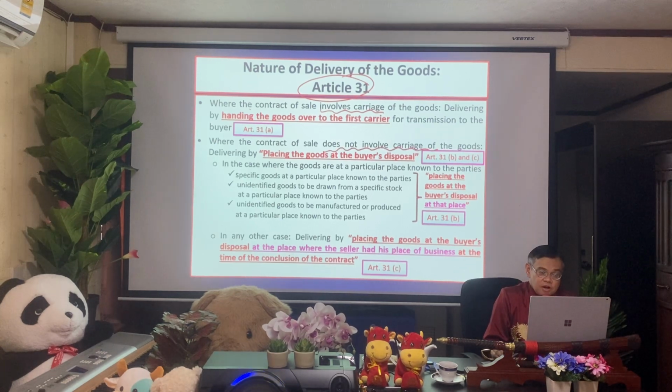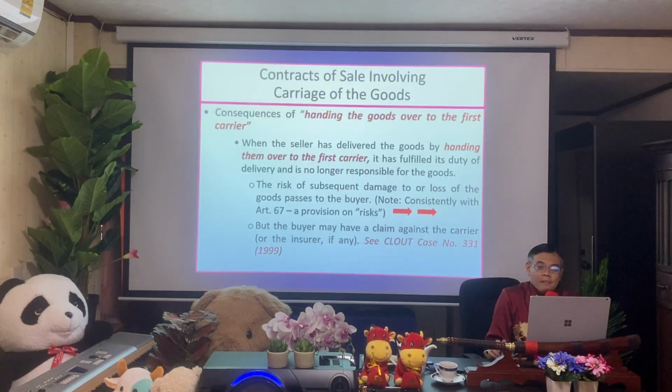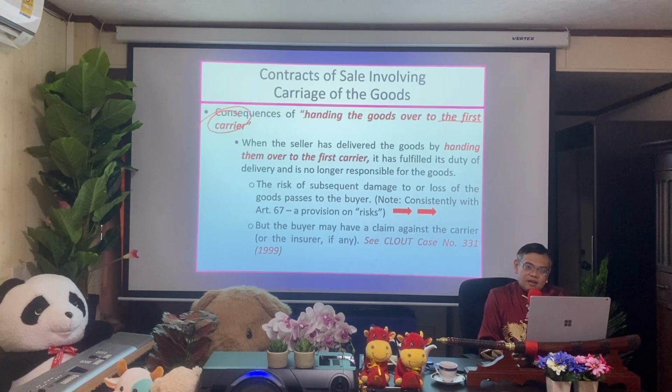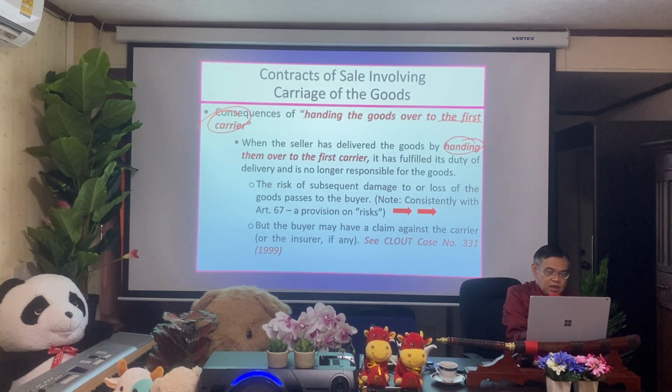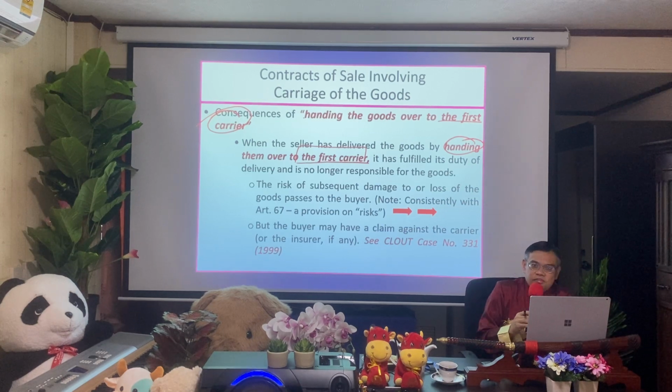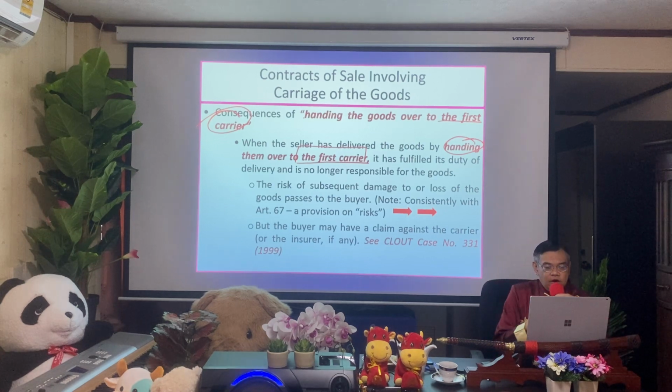With respect to the scenario in which the sale involves carriage, Article 31(a) provides the rule that the delivery can be made by handing the goods over to the first carrier. As soon as the seller hands over the goods to the first carrier, that means that the seller has duly fulfilled the obligation to deliver the goods. The key wording is hand over the goods to the first carrier. So if the contract involves the carriage, then once the seller hands the goods to the first carrier, the seller has duly fulfilled the obligation to deliver the goods.